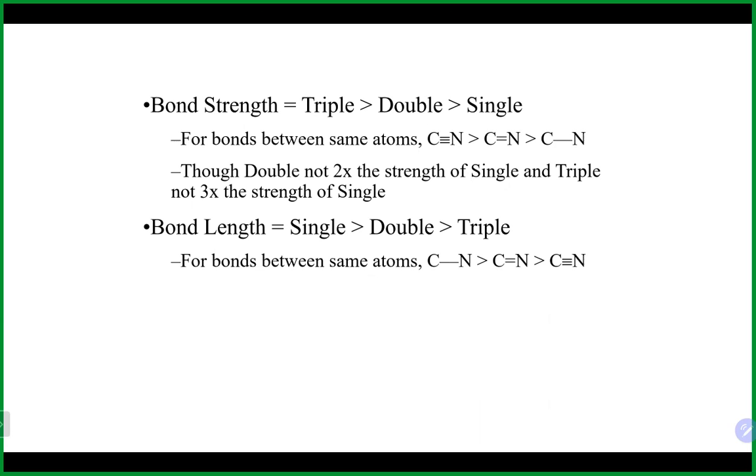A double bond is not twice as strong as a single bond, or a triple bond three times as strong as a single bond. But that's the general trend that you see. A single bond is longer and weaker than a double bond or triple bond as you go through there. Any questions on that?